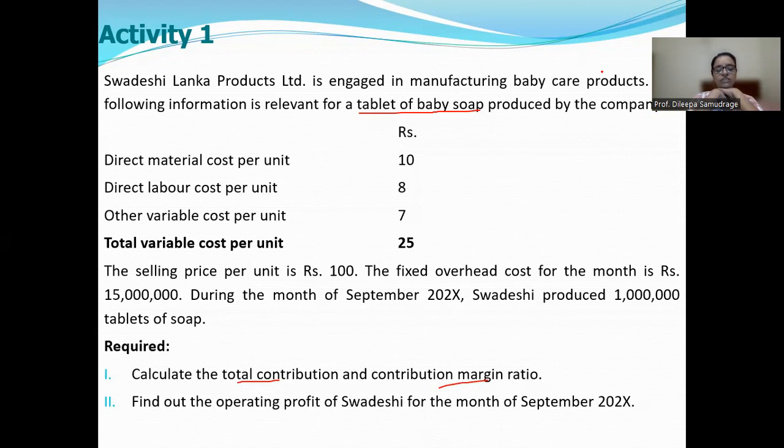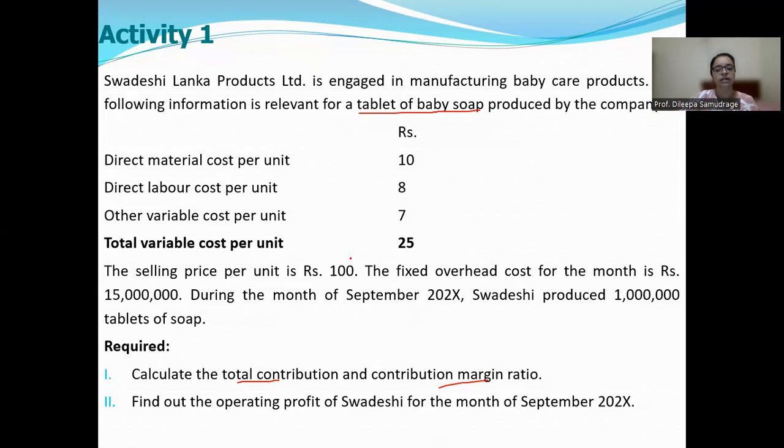Total contribution, how much is the total contribution? 75. Sorry? I'm asking the total contribution, not the unit contribution. 75 million. 75 million, okay. Right, then the contribution margin ratio, 75%. 35%, okay. So let's see.